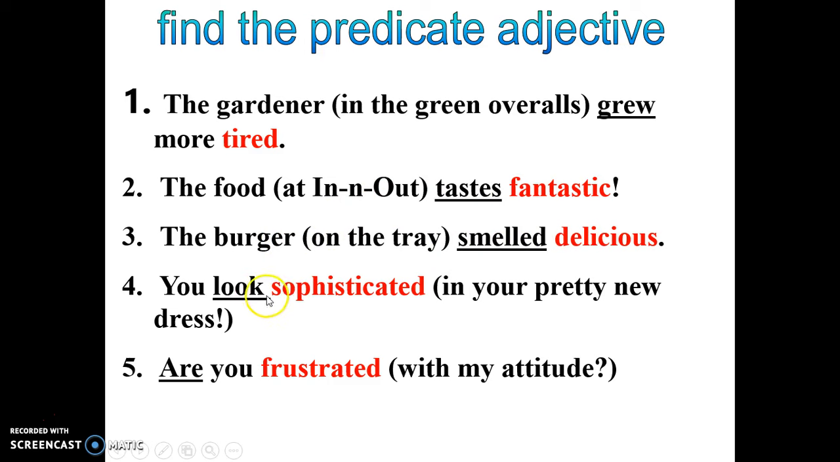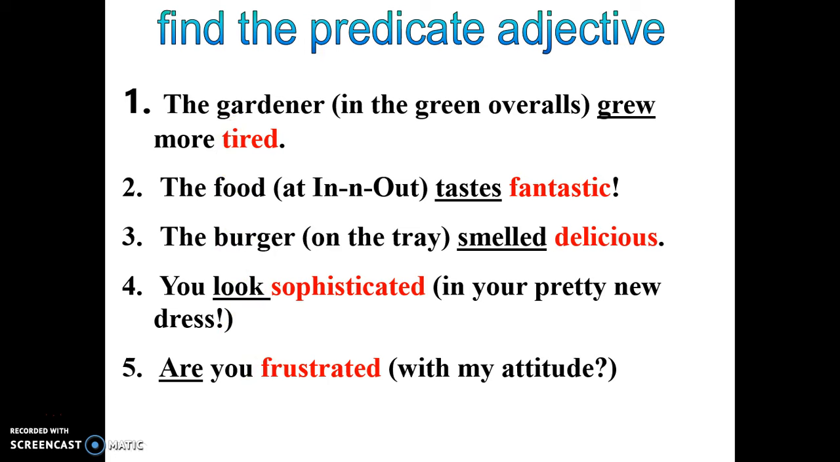You look sophisticated. Look is one of those things, once again. In your pretty new dress, we got rid of that. Look is your linking verb. Sophisticated describes you. You look sophisticated. Finally, you can do it with a question. Are you frustrated with my attitude? You know that are is the linking verb. You would do the same thing in your head that you do to identify the subject. You are frustrated with my attitude. So frustrated describes you.